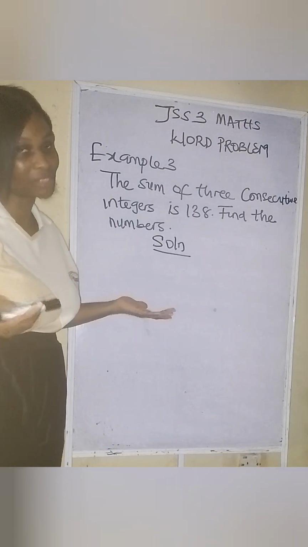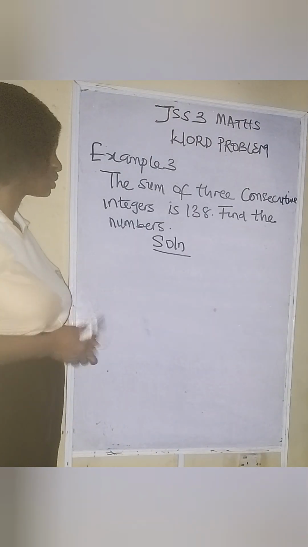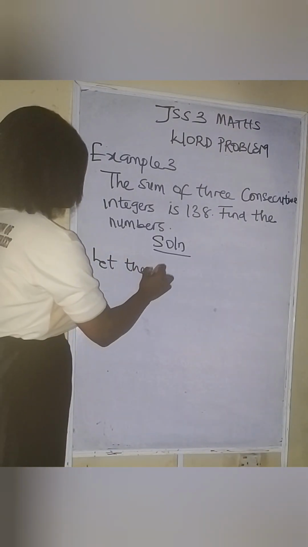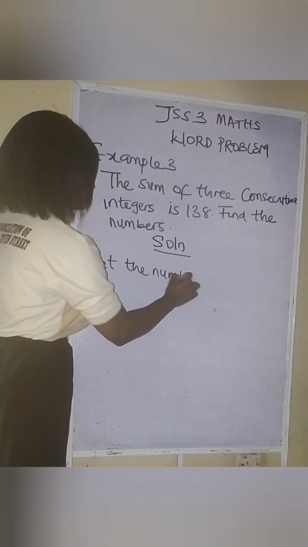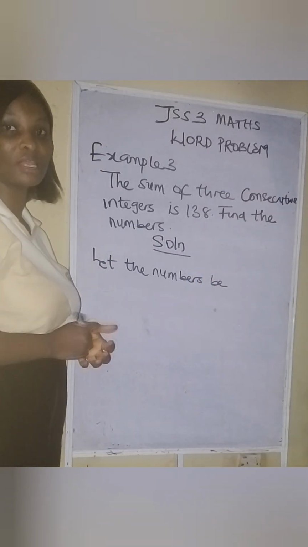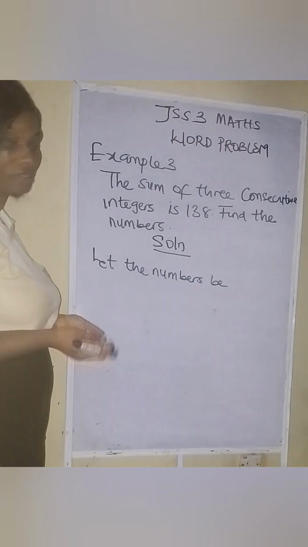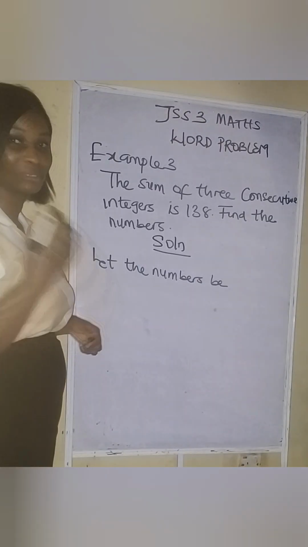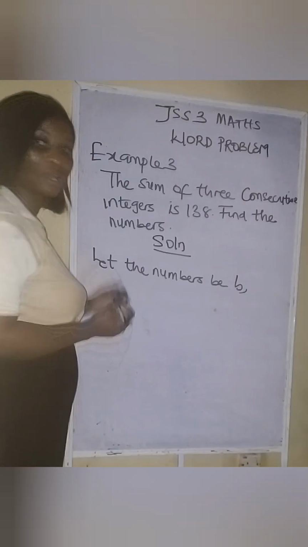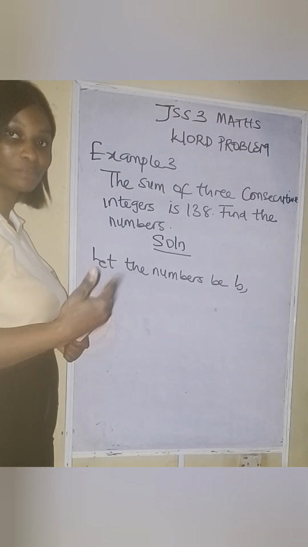Alright, so now to get the numbers, we have to use this particular method. Let the numbers be, so you can represent them with any letter of your choice. I'll be using B. So there will be 3 numbers. The first will be B. The second will be B plus 1. Just like we're adding one, B plus 1.